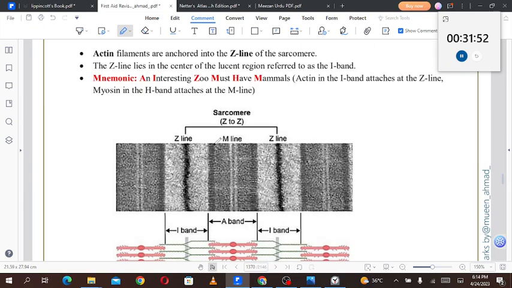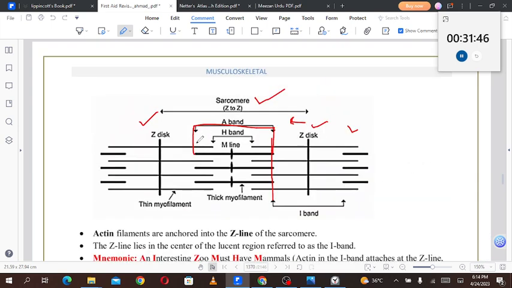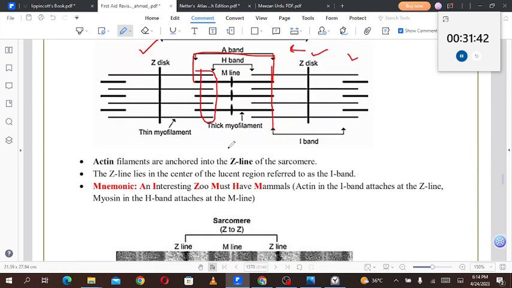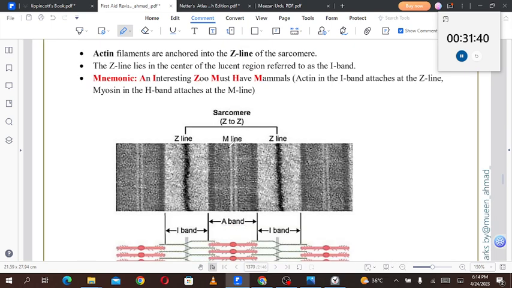Now here you can see that this is a darker zone. Why is it dark? Because there is actin-myosin overlap over here. This is the dark zone that I was referring to. The H band, or the heller band, is the band that contains only myosin. So it is from here to here. It is lighter in comparison to the area of overlap.